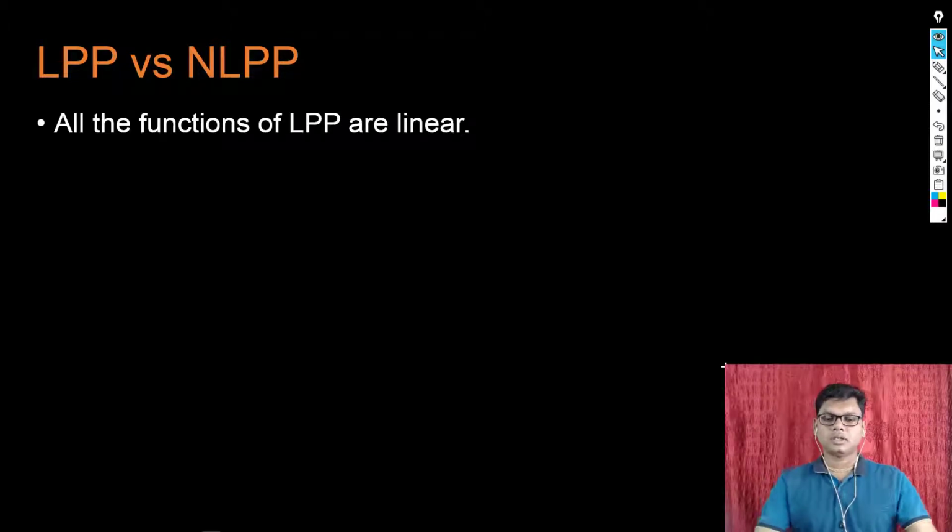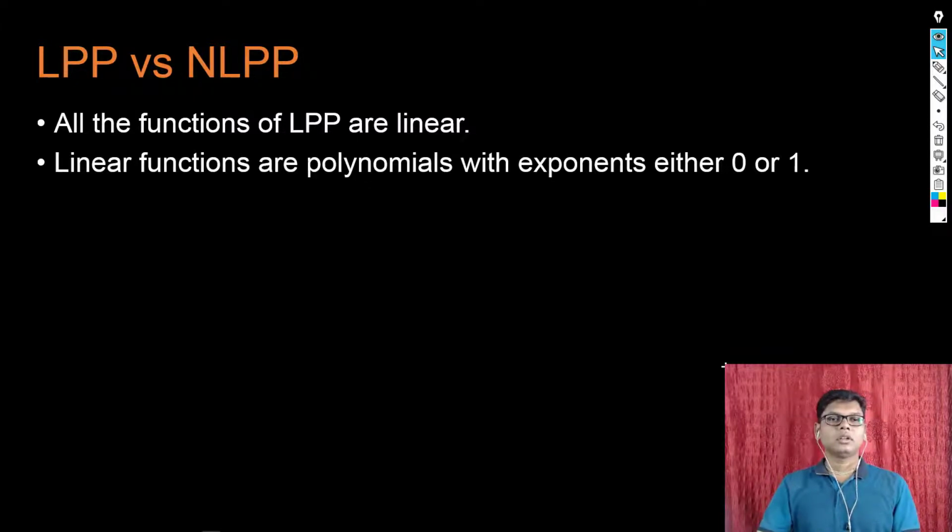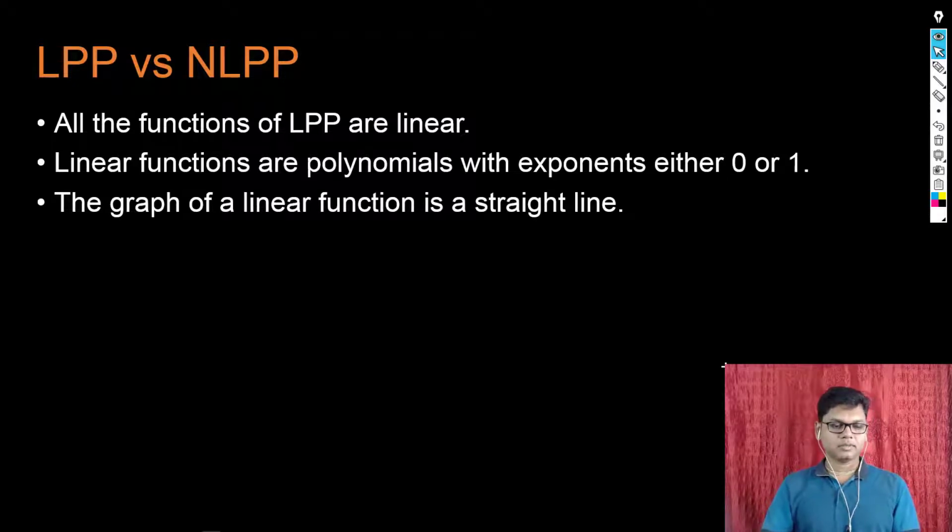So what is a linear programming problem? In linear programming problems, all the functions will be linear. What is the meaning of linear? Linear functions means the exponent of each term in the function will be either 0 or 1. Okay, so that is known as a linear function. And we know why it is called linear also, because the graph of the linear function will always be a straight line.